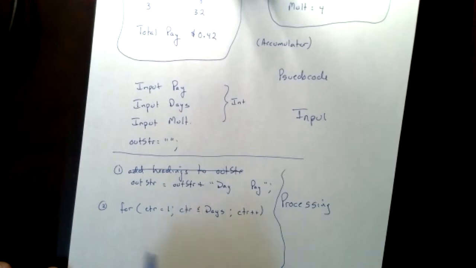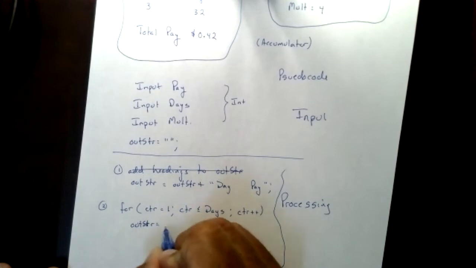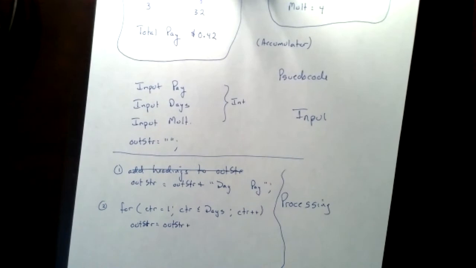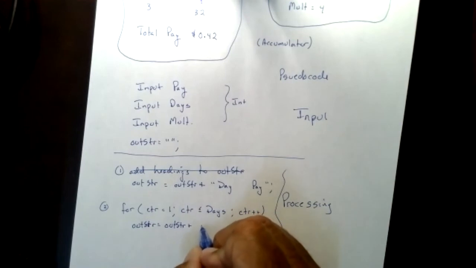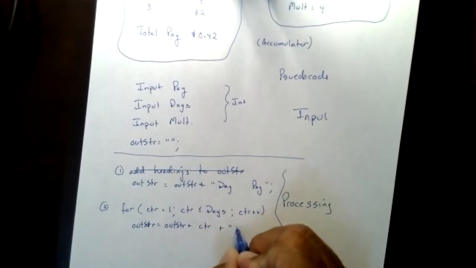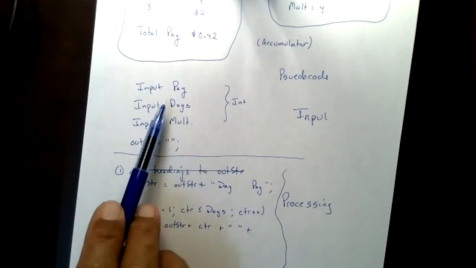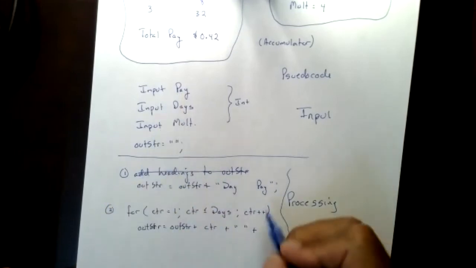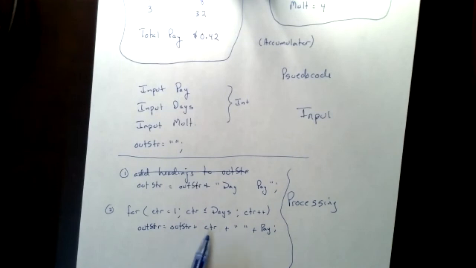So I want to take that outstra, my output string. And I'm going to say out string plus, and what do I want to add to it? Well, I want to add the counter, which is going to be my 1, 2, and 3 each time. And then maybe some spaces. And then I want to add to it whatever my pennies are at the current time. So right now, my pennies are whatever pay is. And we're going to change these two. Well, counter is going to change itself as we go through this loop. Pay, we're going to keep updating.